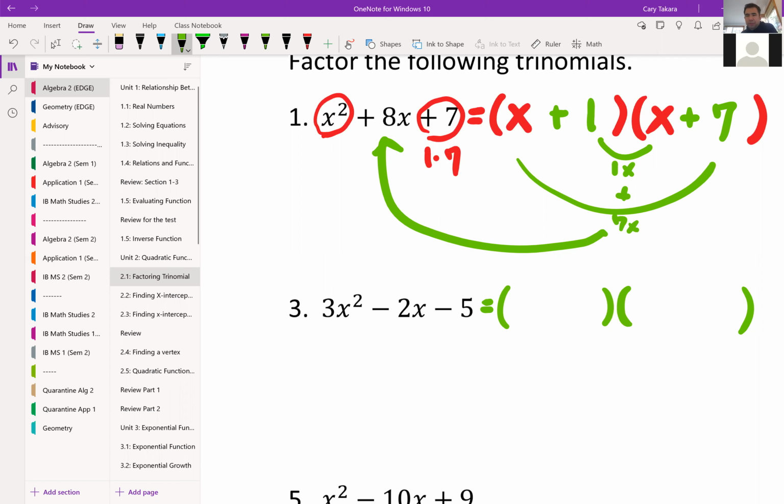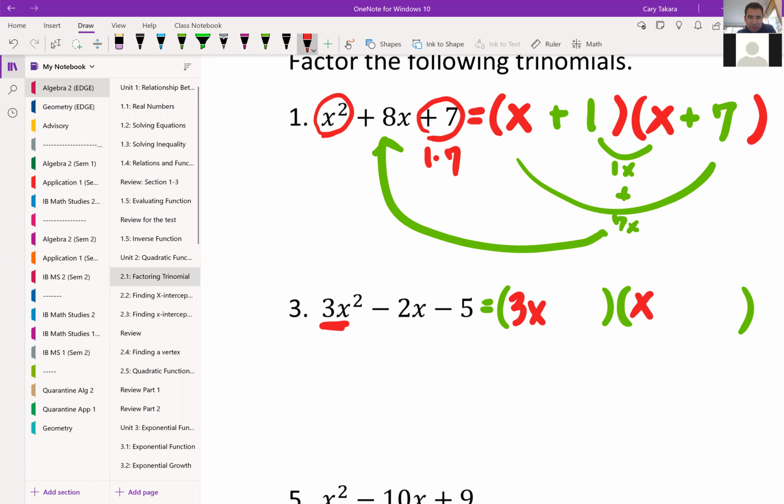Okay. So what do you guys have? So first, yeah, it has to be 3x and x. You okay with that?